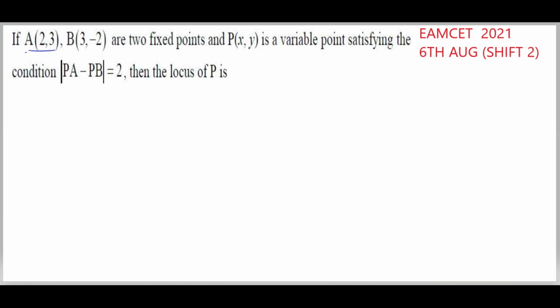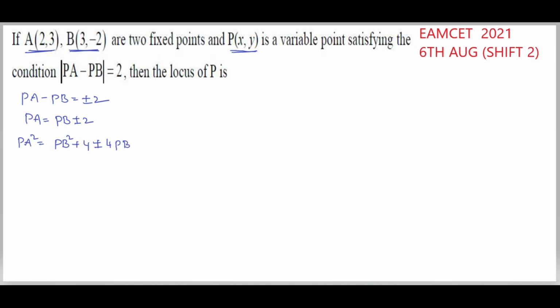If A(2, 3) and B(3, -2) are two fixed points and P(x, y) is a variable point satisfying the condition modulus of PA minus PB is equal to 2, then the locus of P is? Here it is given mod of PA minus PB is equal to 2. From this, PA minus PB is equal to plus or minus 2. So PA is equal to PB plus or minus 2. Squaring on both sides, PA square is equal to PB square plus 4 plus or minus 4 PB.